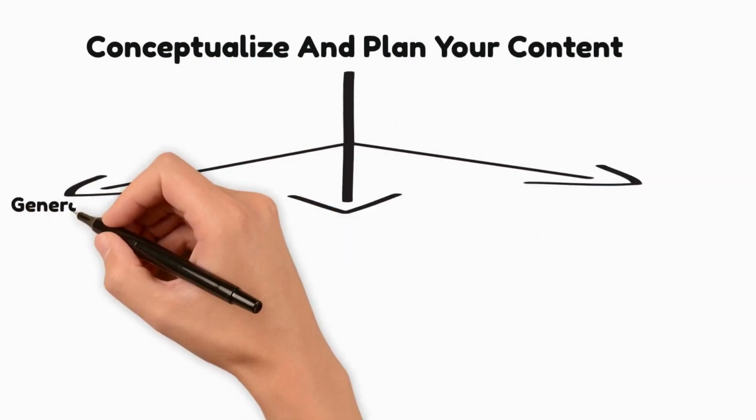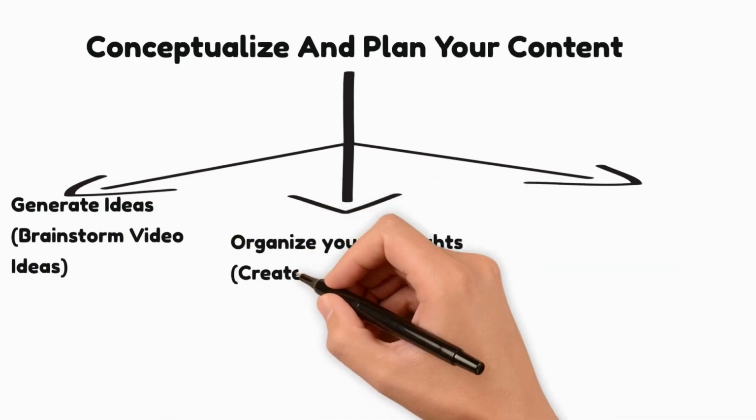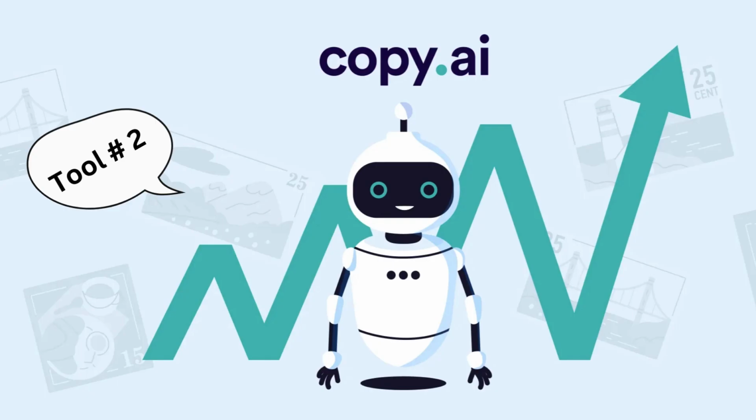Number 1, brainstorm video ideas. Number 2, create a storyboard. Number 3, develop a content calendar. And there is an AI tool that will take care of all the above, and that's copy.ai.